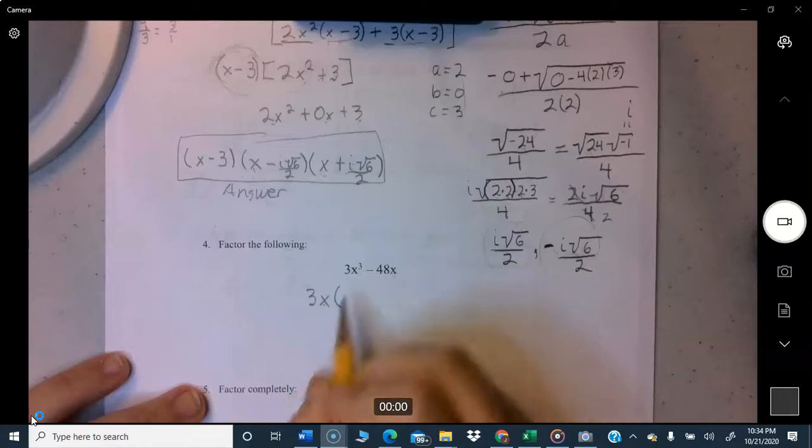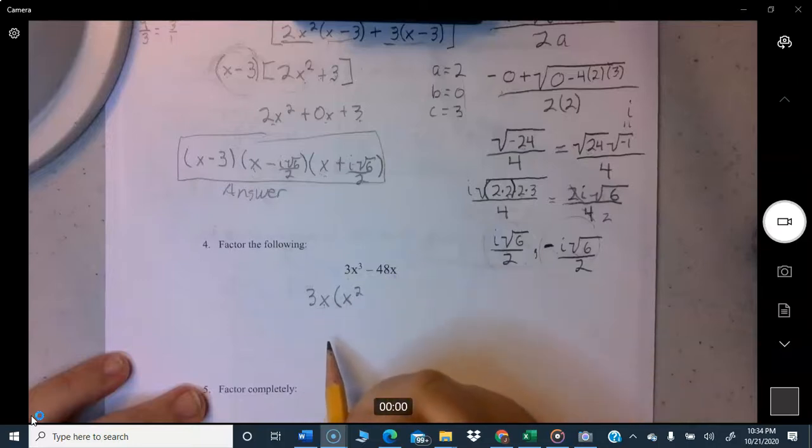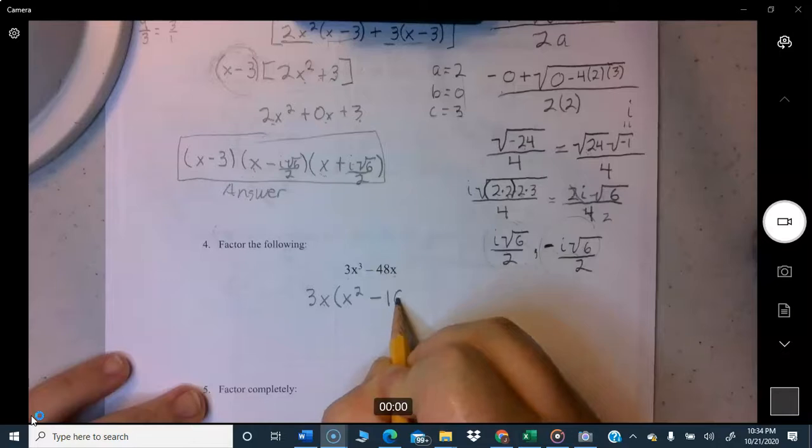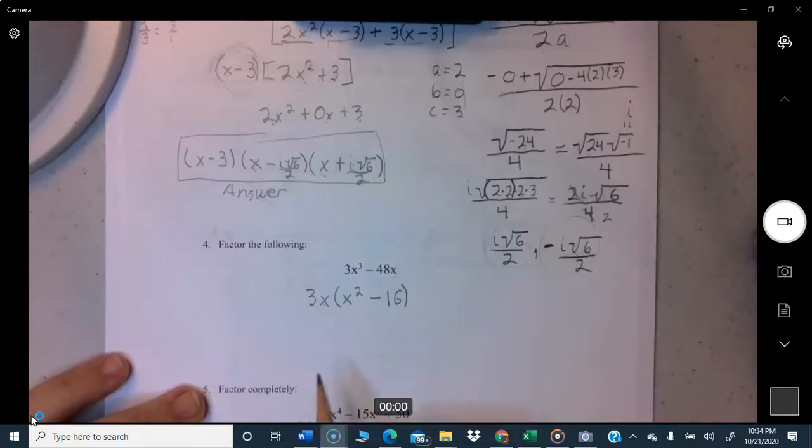And then 3x times what gives you 3x to the third? It's just x squared. And 3x times what gives you negative 48x? And that's going to be negative 16. Okay, so we factored it. Now can we factor any more? This is a difference of squares. Okay, perfect square minus perfect square.